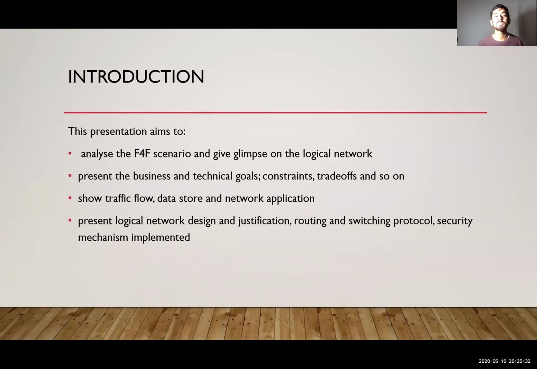Before talking about the presentation, let me first give you the scenario of the organization. Farmers for Farmers is a cooperative society based in Brisbane, and the main aim of the society is to supply the farmers' products to the retailers in an efficient and effective manner. Apart from this, the other aim of the organization is to supply the farmers with the necessary equipment, fertilizers, and seeds in an effective manner.